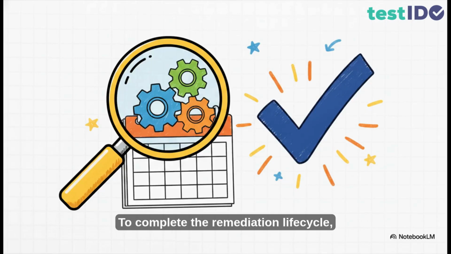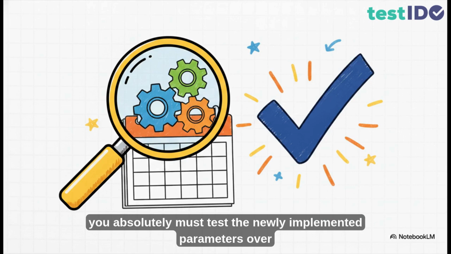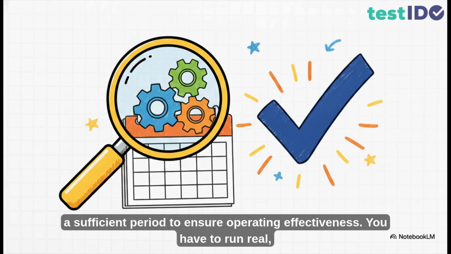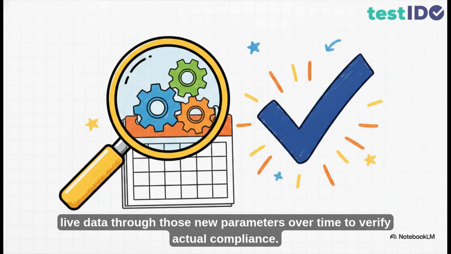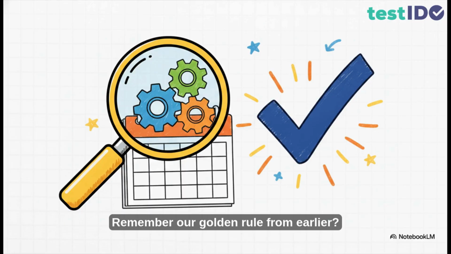To complete the remediation lifecycle, you absolutely must test the newly implemented parameters over a sufficient period to ensure operating effectiveness. You have to run real, live data through those new parameters over time to verify actual compliance. Remember our golden rule from earlier? A fix is never finished until it's retested.